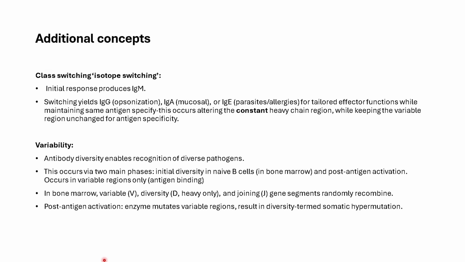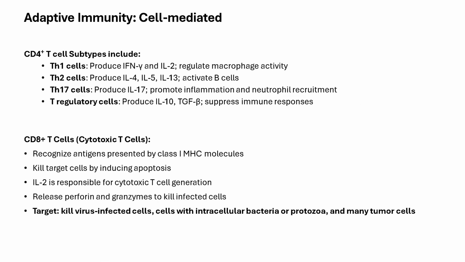The other division of the adaptive immunity is the cell-mediated immunity. These cells are CD4 positive T lymphocytes. They subdivide into T helper 1 cells, T helper 2 cells, T helper 17 cells, and T regulatory cells. The T helper cells don't actually attack or kill the pathogens directly. They promote and activate other immune cells and other parts of the immune system.